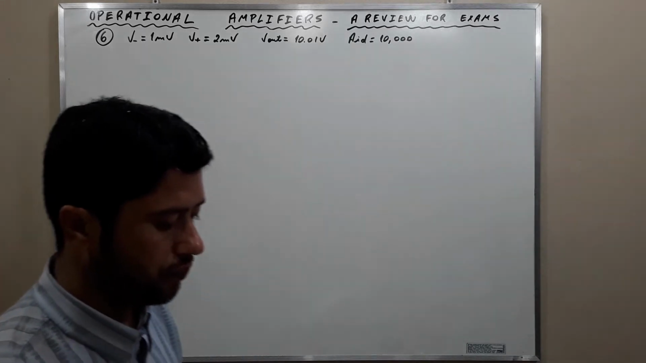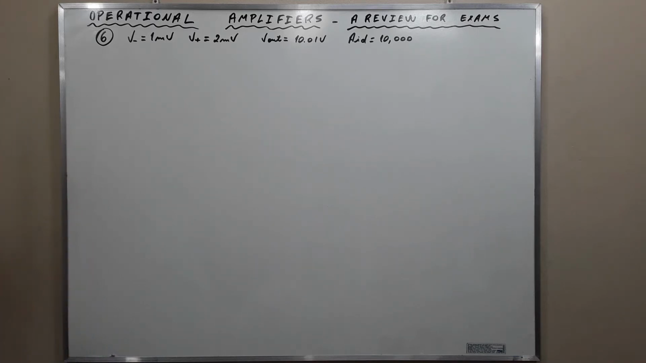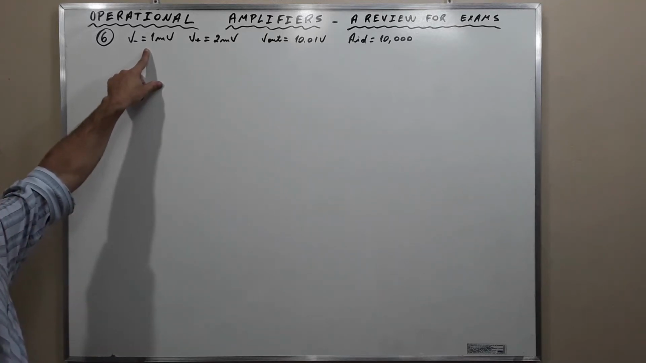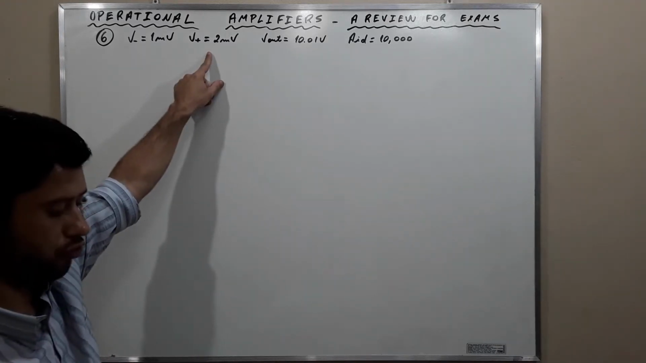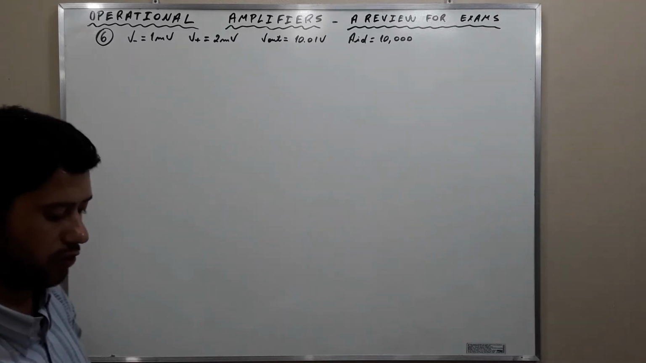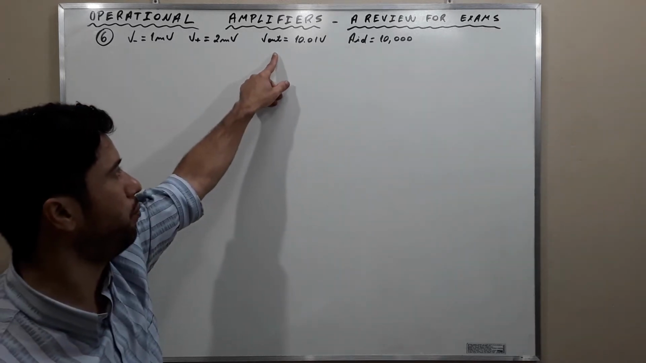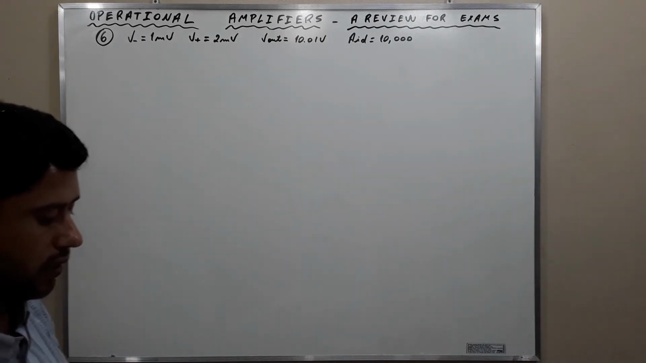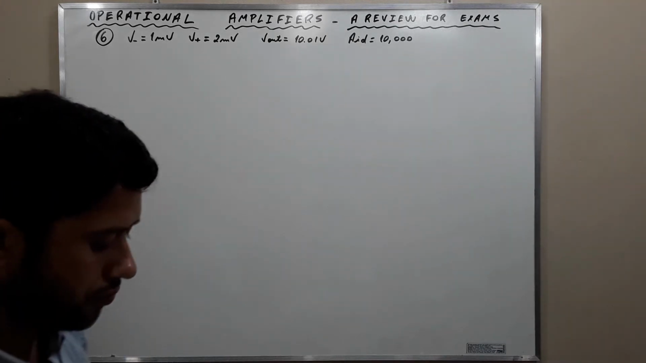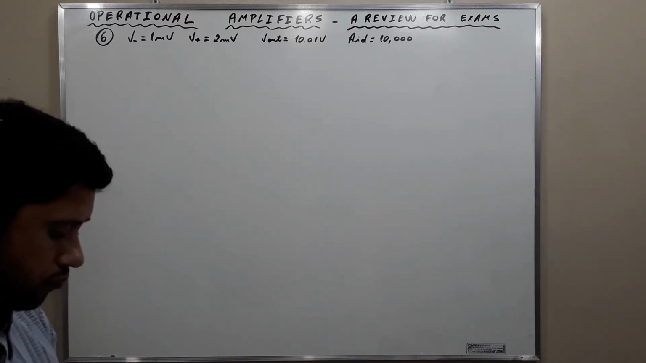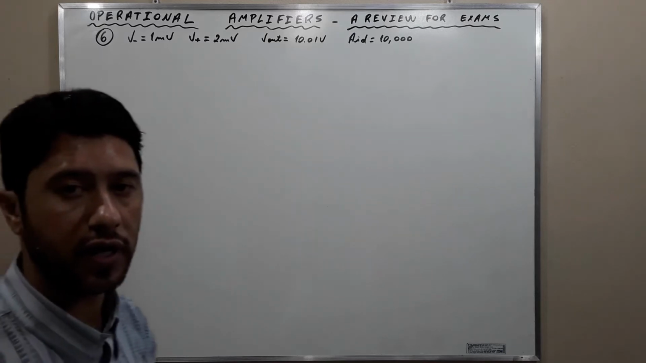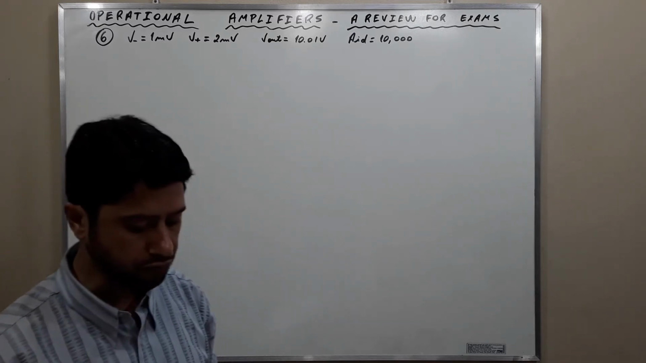Exercise number 6. In a real op-amp, if the voltage with respect to ground of the inverting terminal is 1 millivolts and that of the non-inverting terminal is 2 millivolts, and if the output voltage is 10.01 volts and the gain 10,000, what is the common mode rejection ratio? Alright, my friends, this is the exercise. Let's go to the solution.